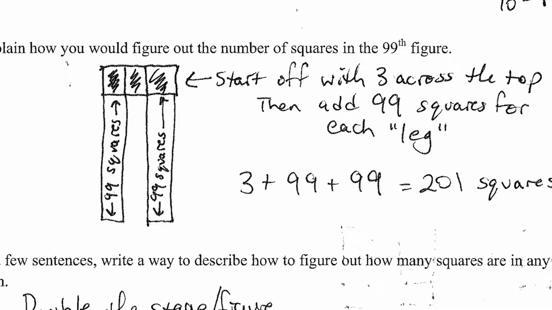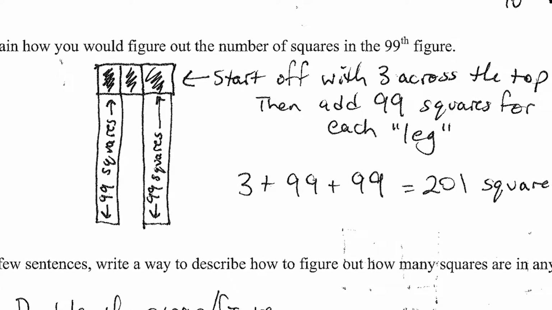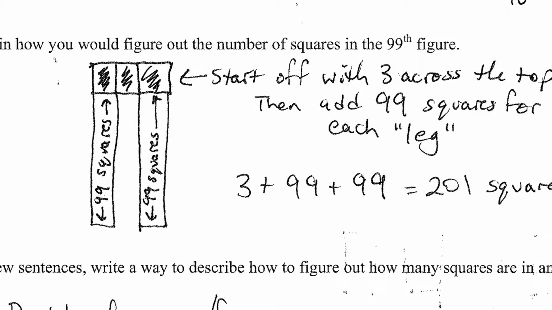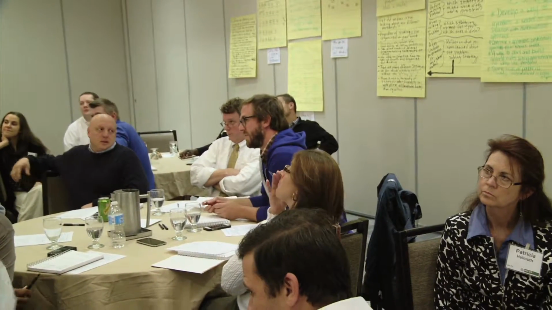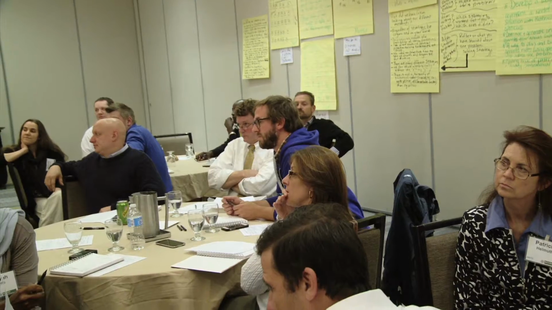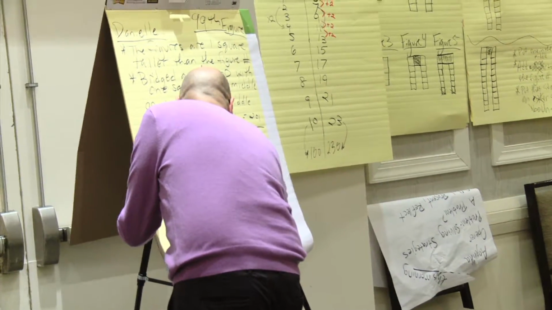Some might say, oh, well, it's going to have 99 on one side and 99 on the other side and 3 across the top. So 3 across the top, and then now describe to me the arms. I said each arm has the same number of squares as the figure number. Each arm has the same number of squares as the figure number. Raise your hand if you agree with that. Keep your hands up if you agree with it.